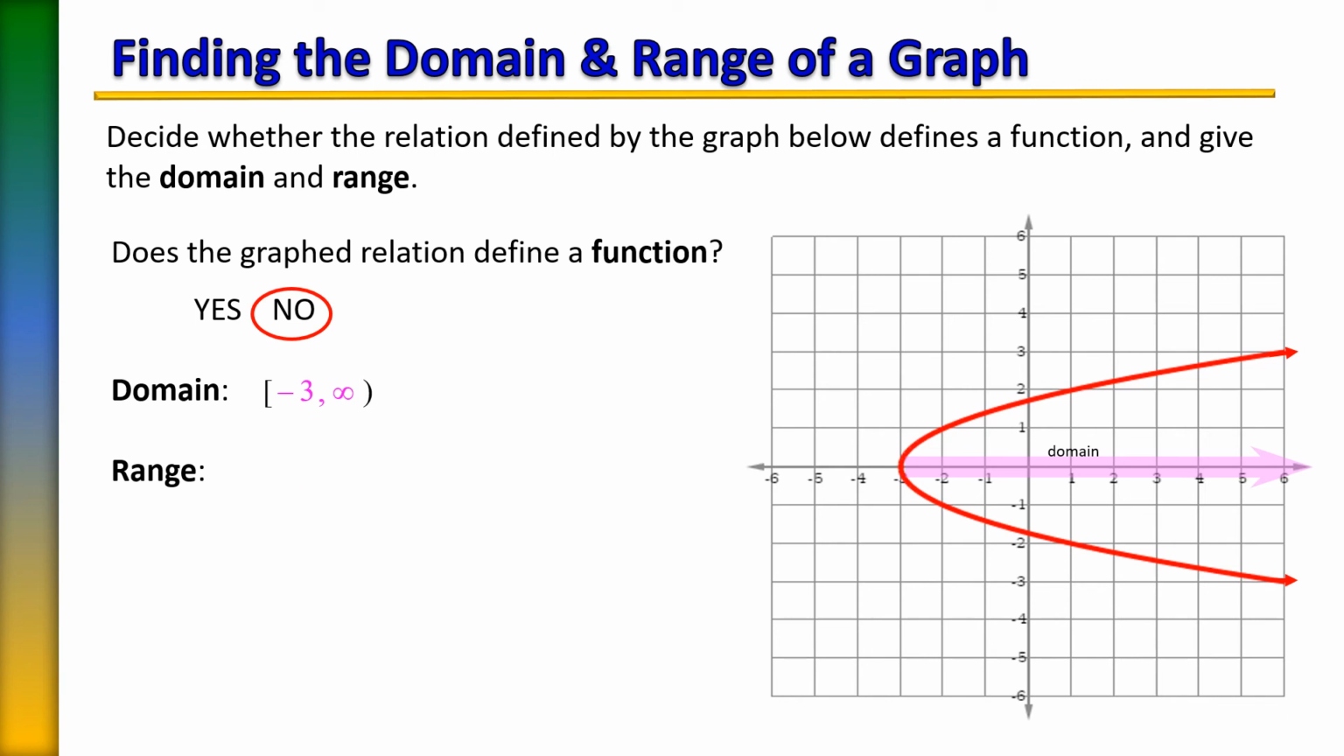Our range, how much it extends up and down. Now, because you have arrows on both ends of your parabola, it means that it's going to go forever and ever up in the positives and forever and ever down into the negatives, which means that your range is going to be from negative infinity to positive infinity.